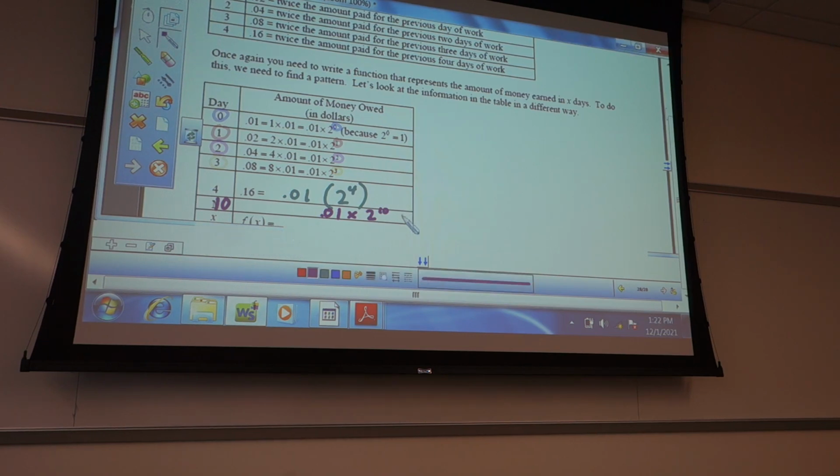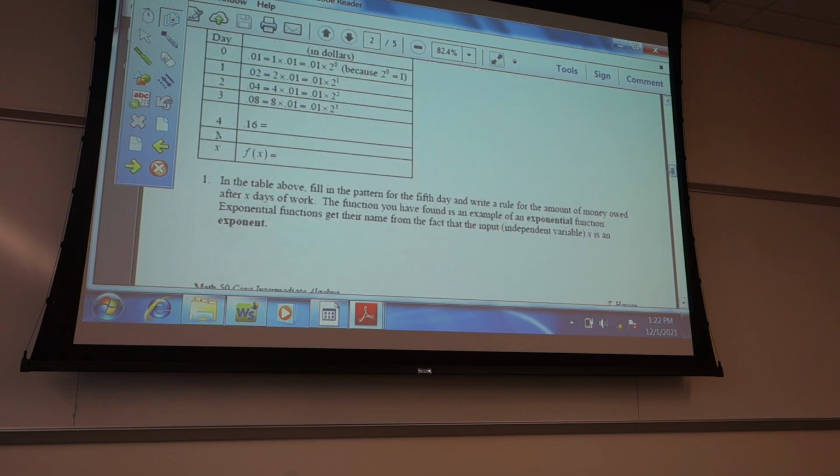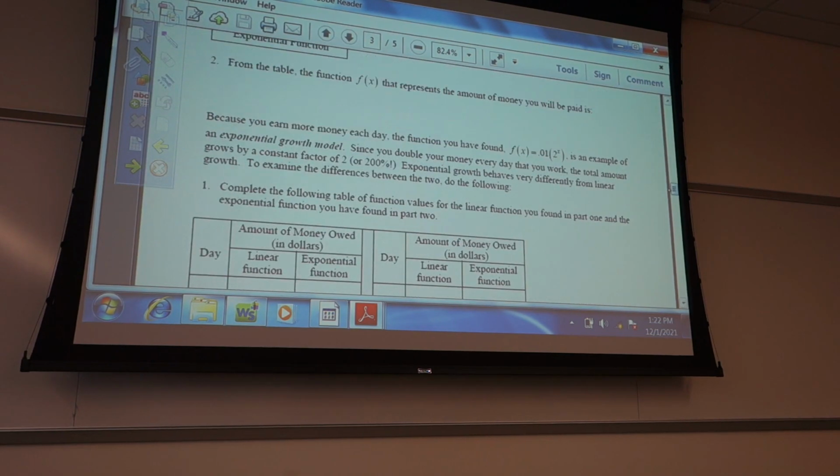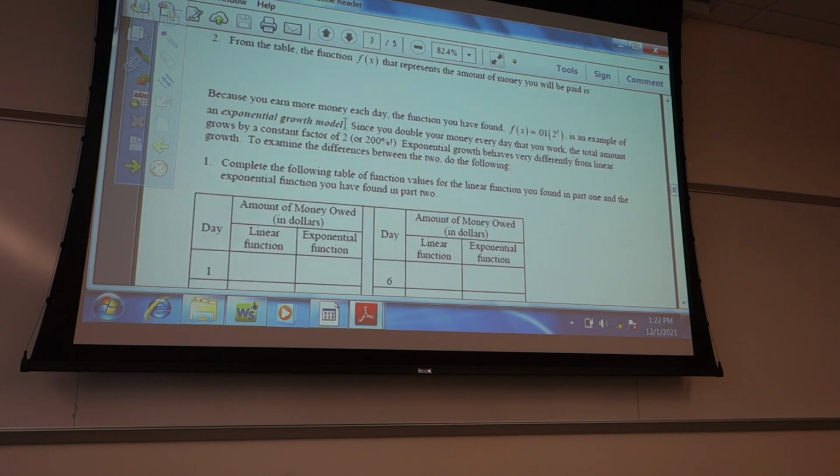0.01 times 2 to the x. Good? All right, so now the question is, what will it be after 30 days? I would find what it would be.